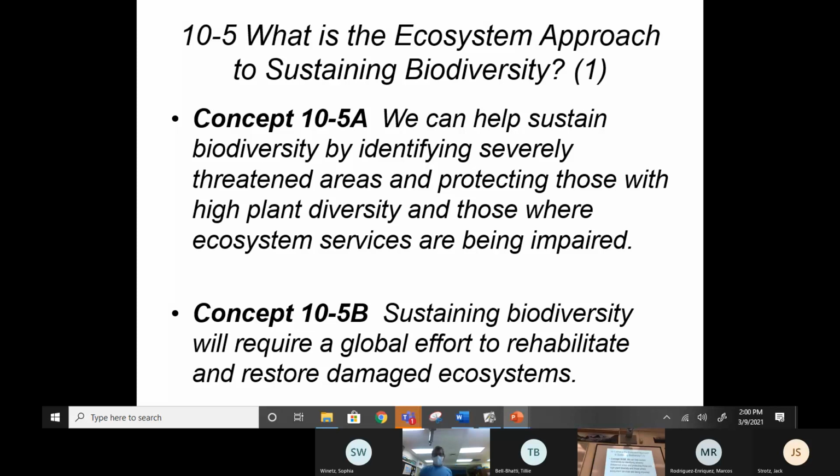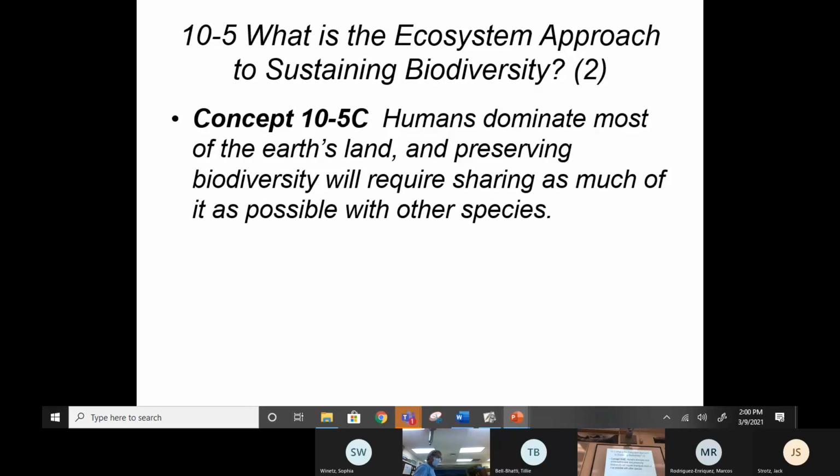So, what do we got here? I think this is kind of a summary section at the end, and some of the actions that we can take to protect these areas. So what is this ecosystem approach? Well, we dominate most of the land and the sea at this point, so will we make a choice to share it with other organisms? Should we? Do we need to?